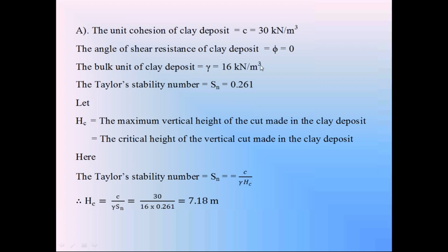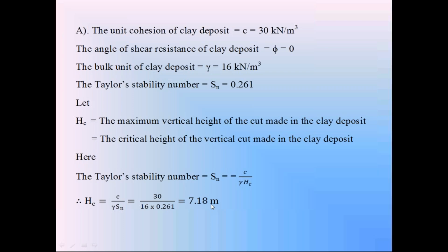They have given the cohesion C as 30, and gamma as 16. Substitute those values in the equation to find the maximum height of the vertical cut of the canal, HC. From this equation, HC is equal to C by gamma into Sn. C value is 30, gamma value is 16, Taylor stability number Sn is 0.261. Simplify, and you will get the height of the vertical cut as 7.81 meters.